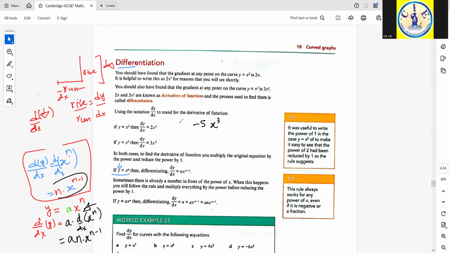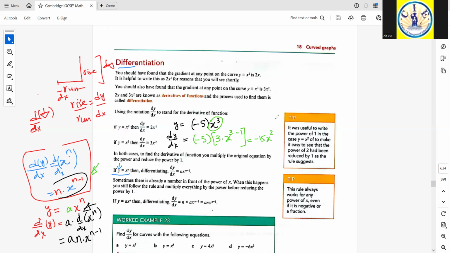For example, if we have negative 5 x raised to power 3 as the value of the variable y, we need to differentiate it. So we would write dy by dx. This coefficient would remain intact and be written as it is. Now for x raised to power 3, we apply this rule: write the power first, and then subtract 1 from the power of the variable x. So this will give us negative 15 x raised to power 2. That is the derivative of the given function.